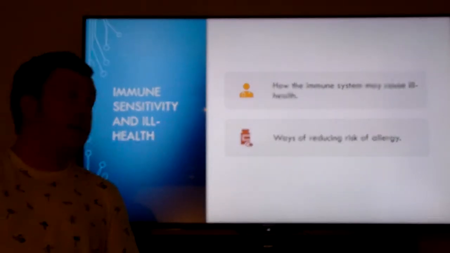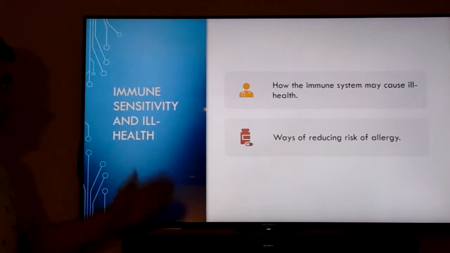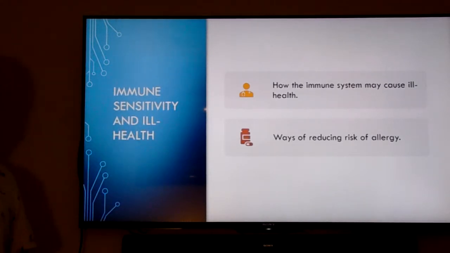Finally, as we reach the end of this presentation, we'll look at immune sensitivity and ill health. We'll discuss how the immune system may cause ill health and the ways of reducing the risk of allergy.